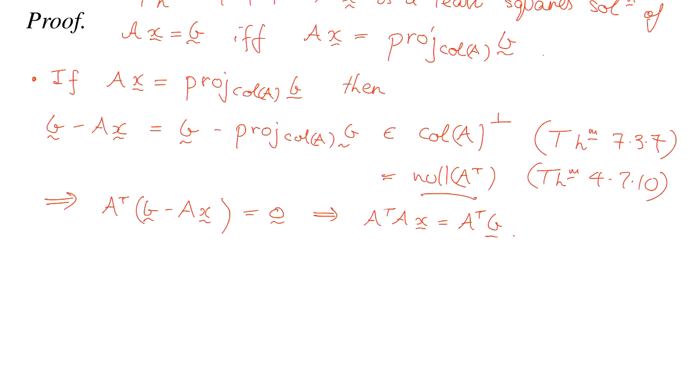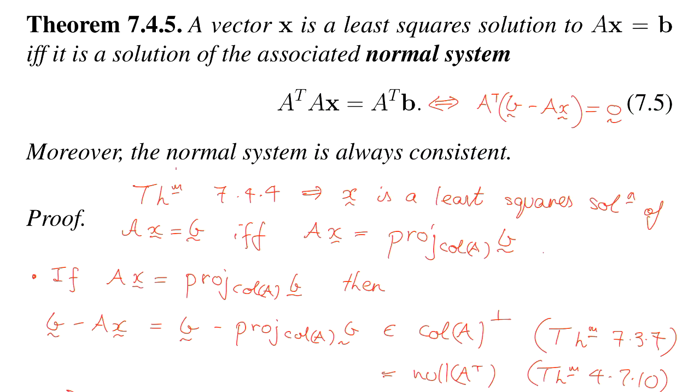So here's a really practical application of why it's useful to know all this stuff about co-kernels being the perps of column spaces. So now we've got a very concrete characterization of how to solve a least squares problem. Every least squares solution is a solution to the normal equations. I'll let you prove the converse, that every solution to the normal equations is a least squares solution. That's similar, but actually a little bit easier. But the last thing I want to show is that the normal system is always consistent.